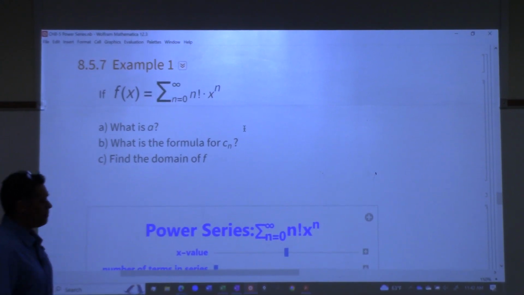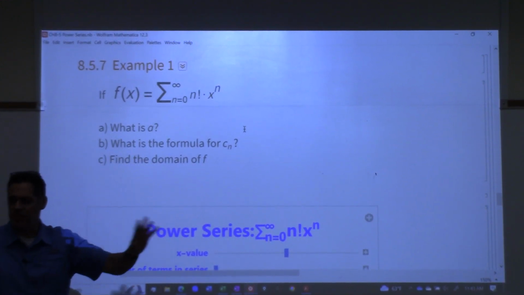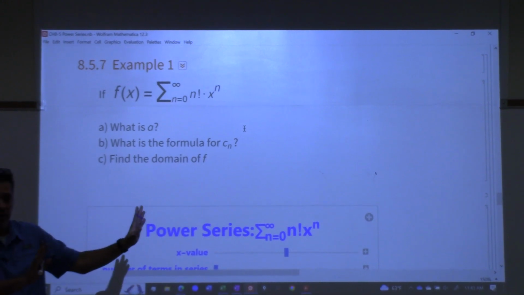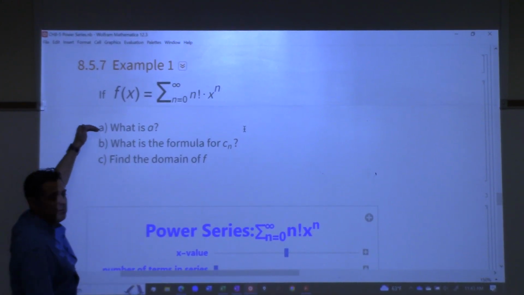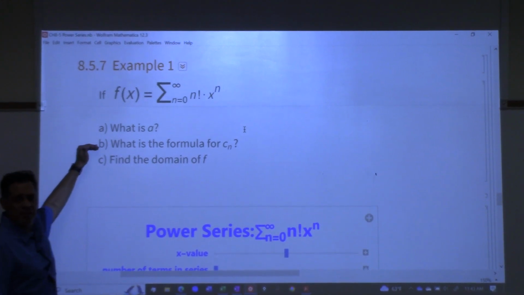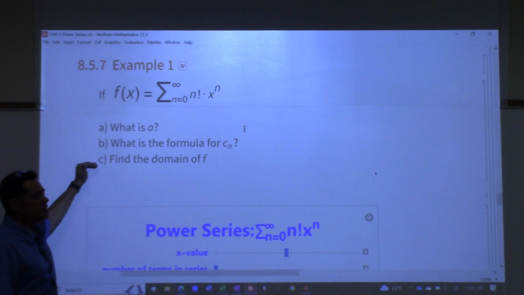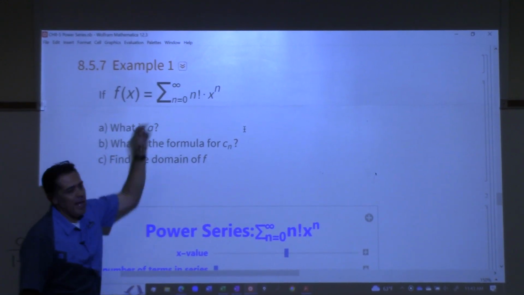Okay. Good? All right. Example 1. F of x, I'm defining a function, right? I'm defining it to be this power series right here. This is not the geometric series that we just looked at. This is a new one, right? There's a new power series. I want to know, first of all, what's A? So where's this thing centered? Then I want to know what is the formula for C sub n? And then I want to know what is the domain of F. In other words, what values of x do I plug in here that make that converge?